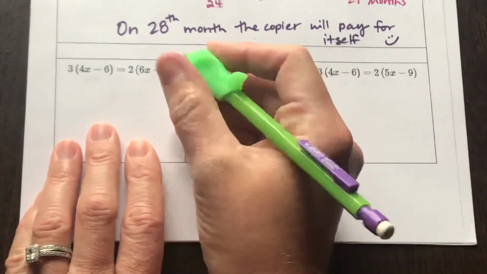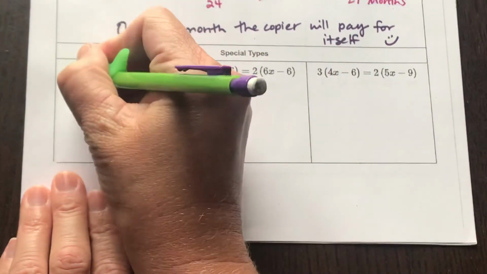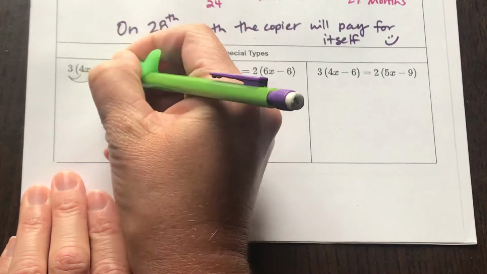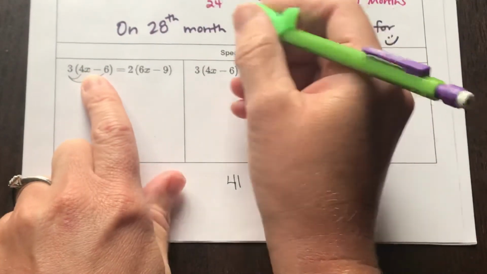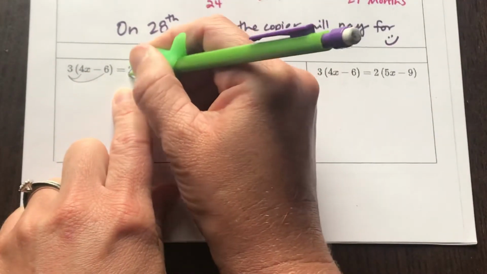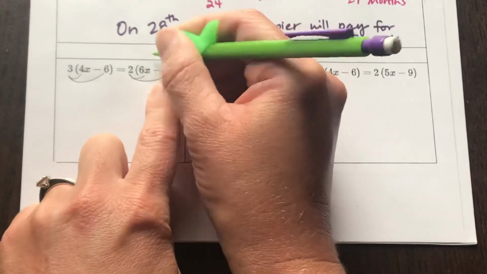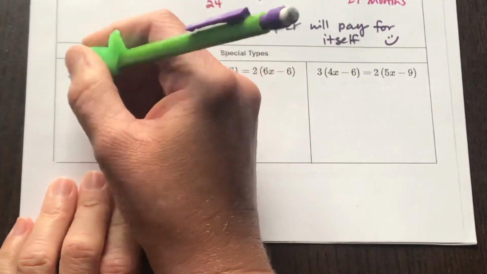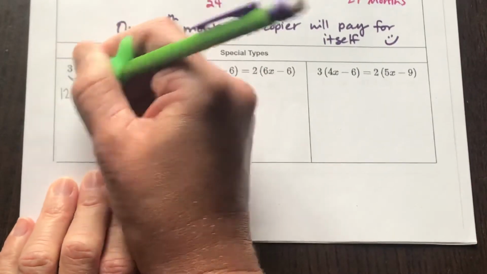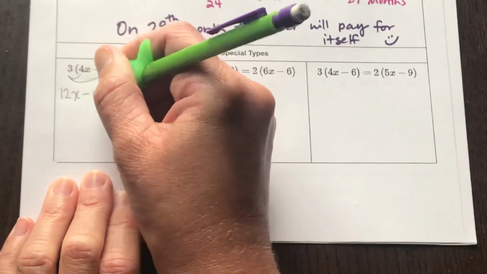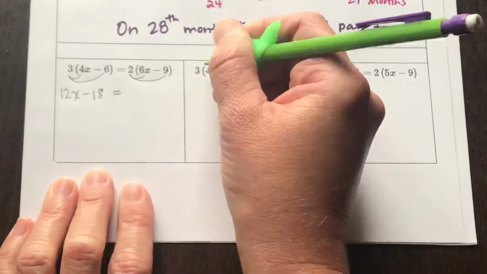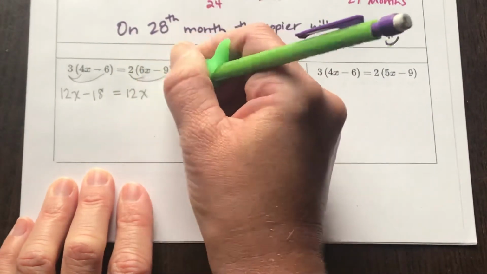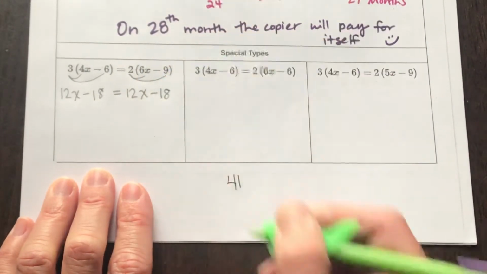In the first example, I'm going to distribute the 3 on the left side of the equal sign to the group in parentheses, and the 2 on the right side of the equal sign to the group in parentheses. When I distribute, I will have 12x minus 18 is equal to 12x minus 18.